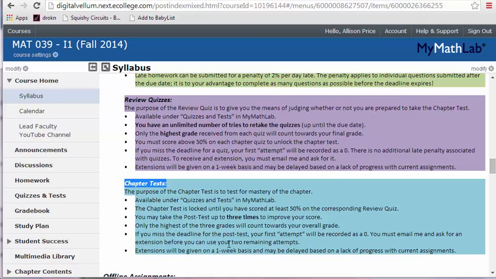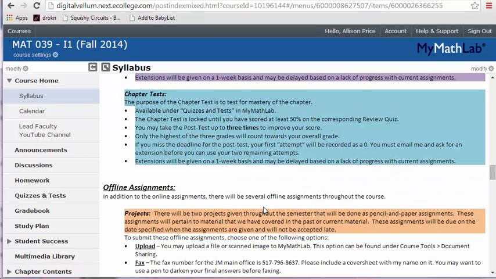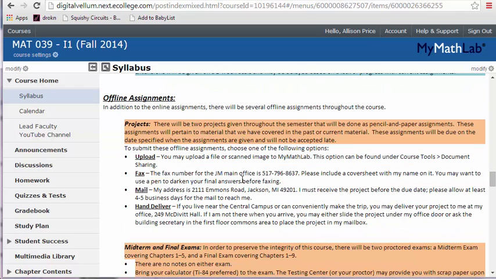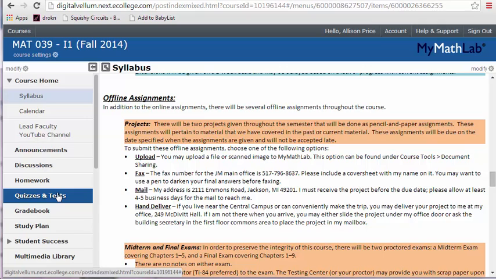If for some reason you are not able to take the test before the deadline, again, extensions are granted on a 1-week basis, but may be delayed or denied based on a lack of progress with your current assignments. Alright, so those are the types of assignments that you will find integrated into MyMathLab: the discussions, the homework, the quizzes, and tests.